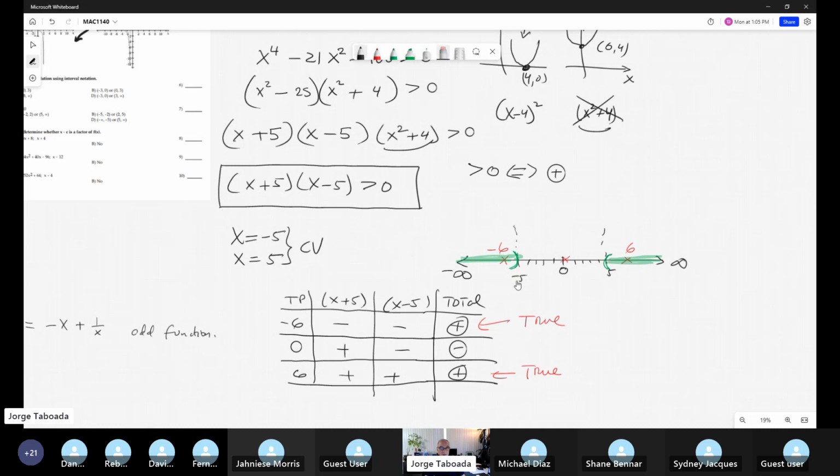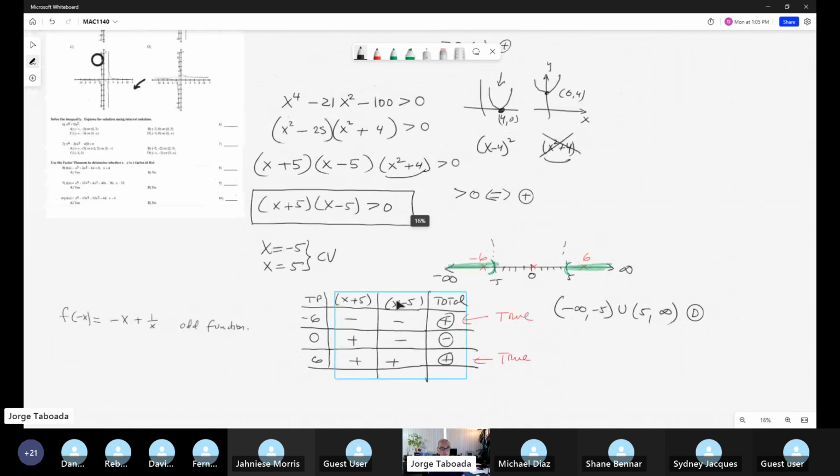Then what is the final answer? The final answer is from negative infinity, comma, negative 5, parenthesis, union, positive 5, sorry, comma, infinity. That's option D in our handout. Any questions? How do you feel about that part?